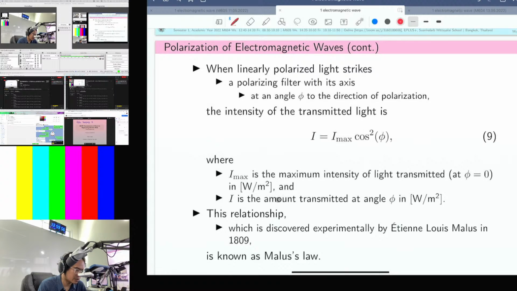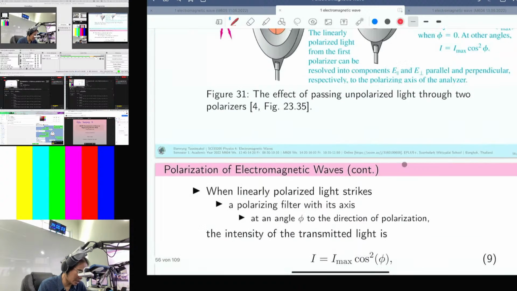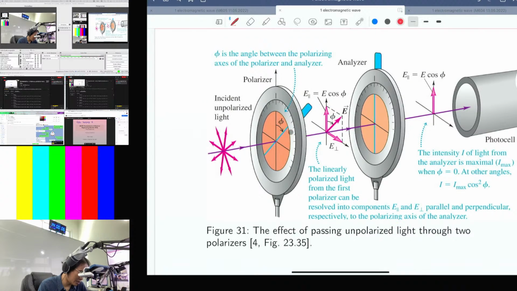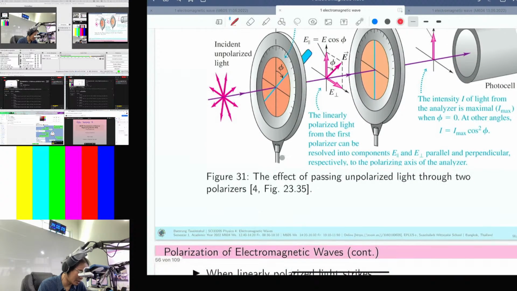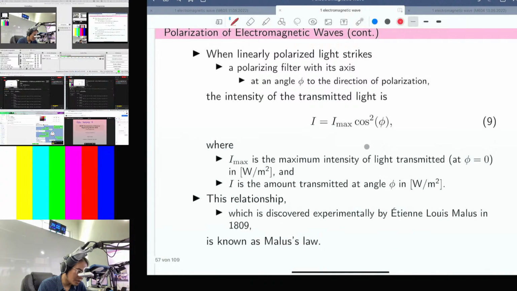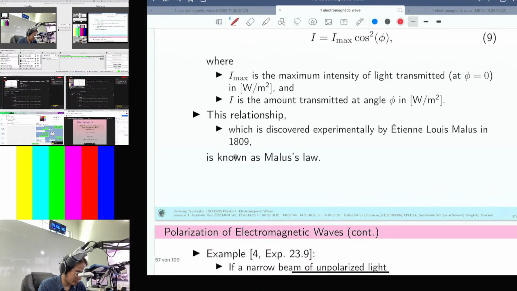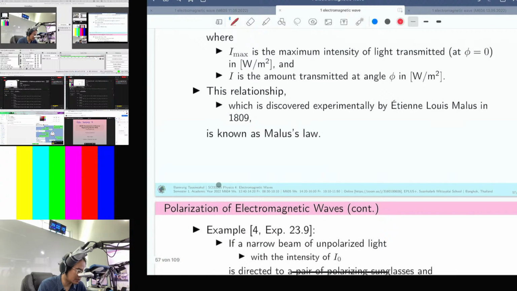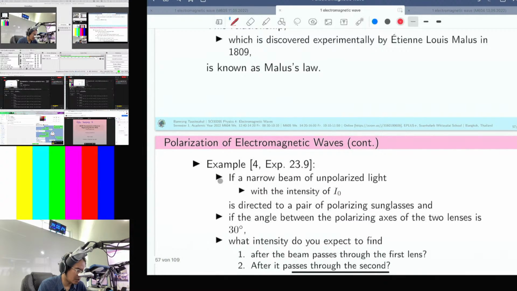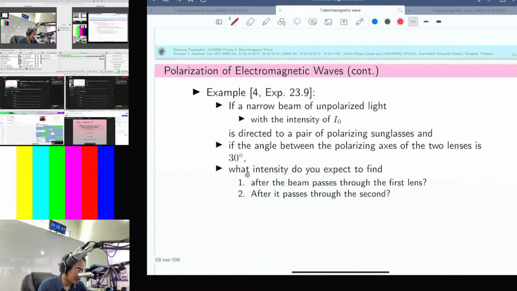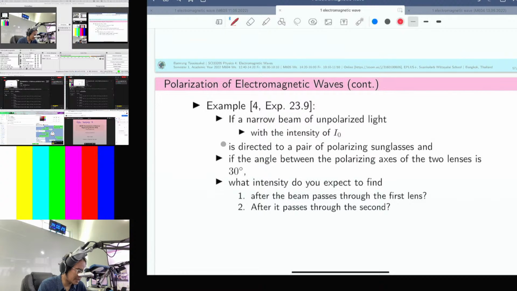The unit of intensity is watt per square meter. I is the intensity at any angle. If you rotate this one, you will get the intensity after that depending on the angle phi. It was discovered by Etienne Louis Malus in 1809. Here we start with the intensity of I0 at the beginning.